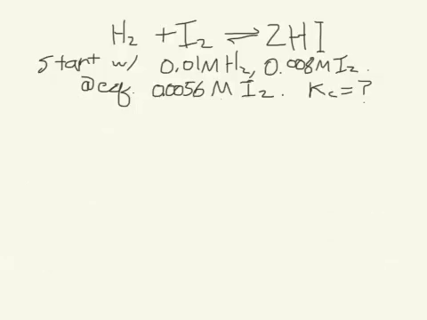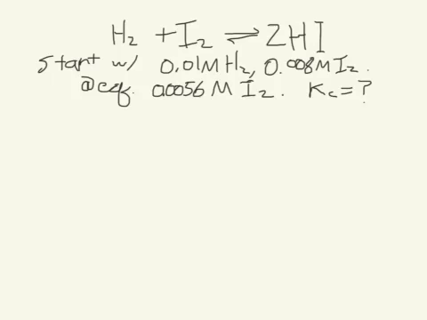For this problem, we're trying to figure out the equilibrium constant for this reaction under certain conditions. So we have a balanced equation, that's important, and we know that we start with 0.01 molar hydrogen, 0.008 molar iodine, and after this reaction mixture comes to equilibrium, the iodine concentration goes down to 0.0056 molar. So we have to figure out what are the concentrations of all three of these species at equilibrium.